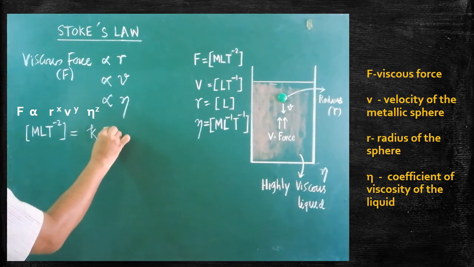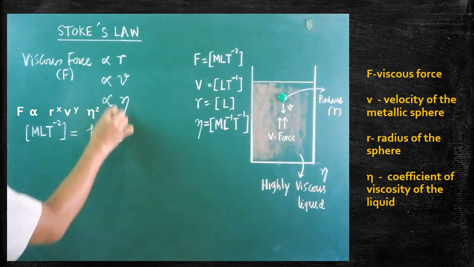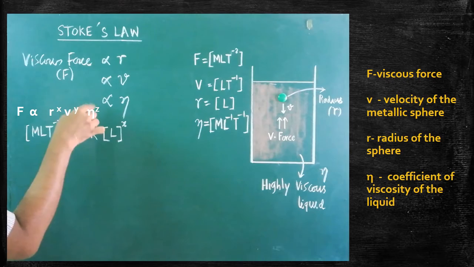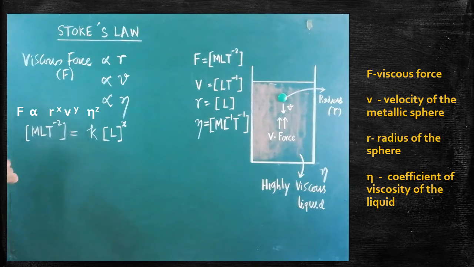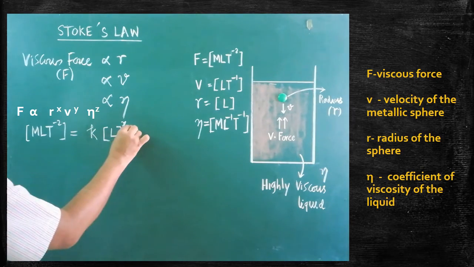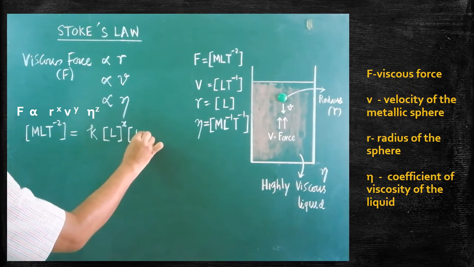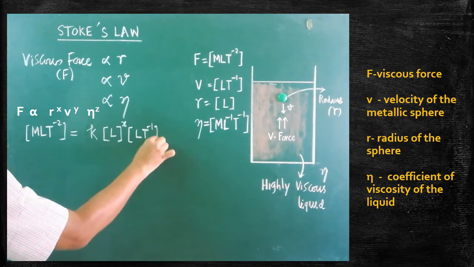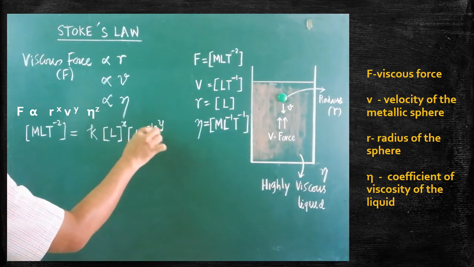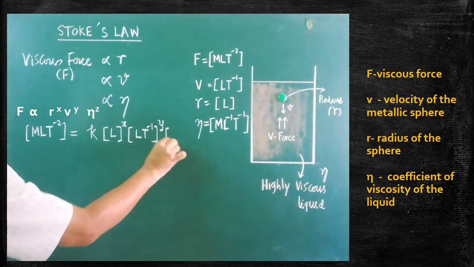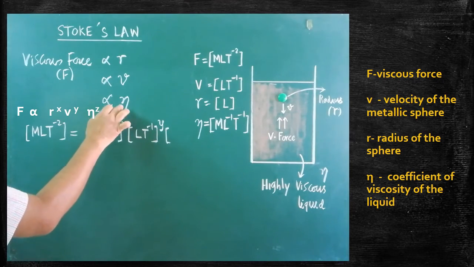Radius, its dimensional formula is L, and at the top we write the power, that is x. The constant is a dimensionless number. Then the next factor is velocity, whose dimension is LT^-1, and the power y is written at the top. The next one is eta.